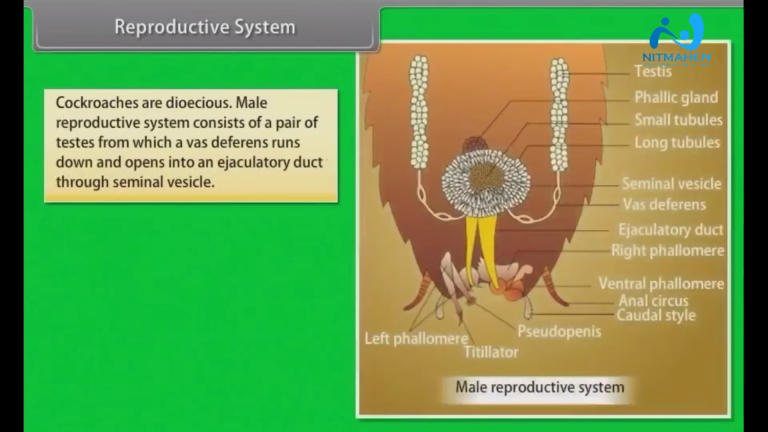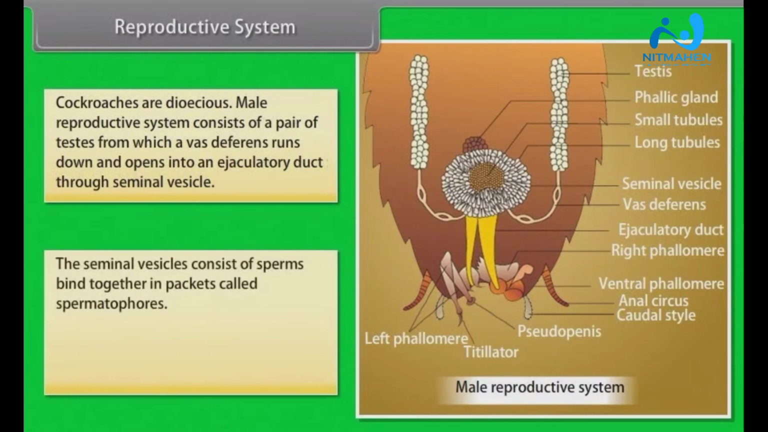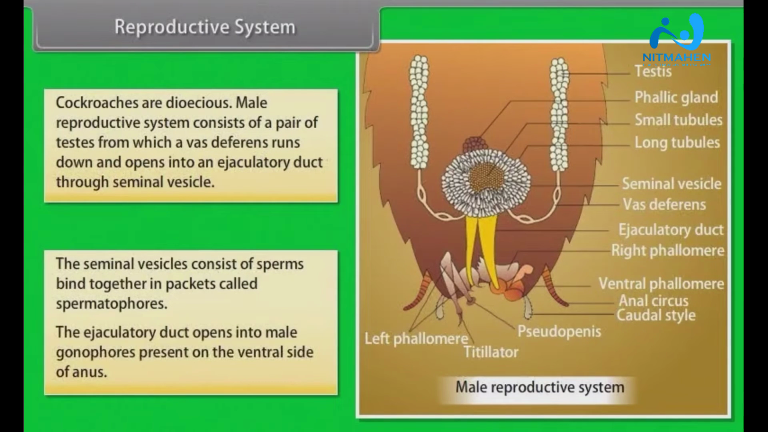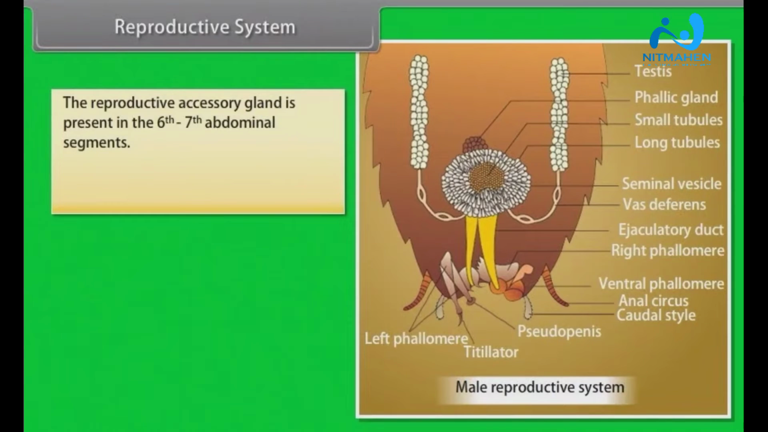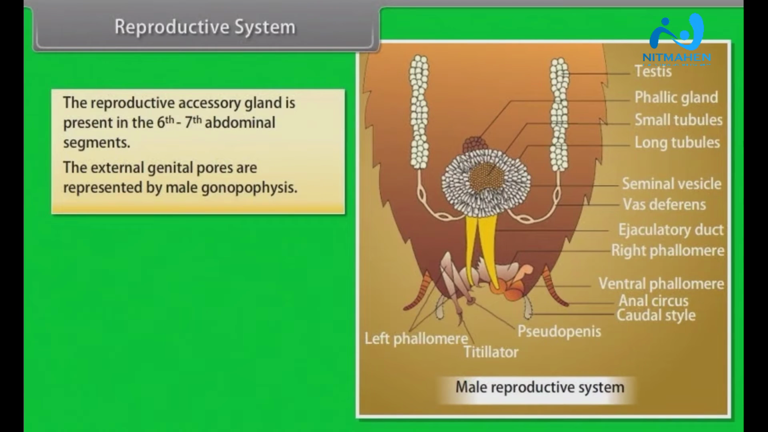Reproductive system. Cockroaches are dioecious. Male reproductive system consists of a pair of testes from which a vas deferens runs down and opens into an ejaculatory duct through seminal vesicle. These seminal vesicles consist of sperms bound together in packets called spermatophores. The ejaculatory duct opens into male gonopore present on the ventral side of anus. The accessory reproductive gland is present in the 6th and 7th abdominal segments. The external genital pores are represented by male gonapophysis.